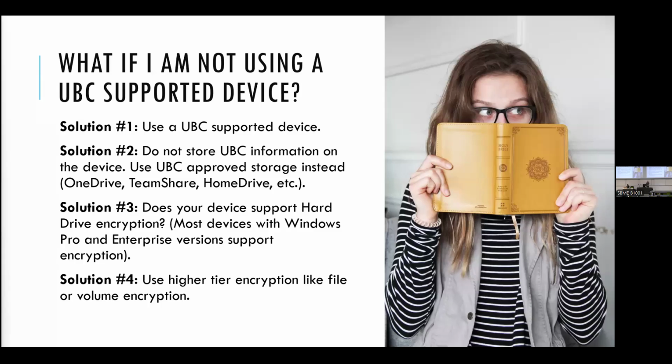But solution 4, which I think is the better solution if you cannot use a UBC supported device or a UBC tool to store your data, is just to go higher in the encryption tiers. Just remember, we had tier 1, which is encrypting your hard drive. But if that's not possible, if you encrypt the file, then you're at tier 3 encryption. So you don't have to worry, because the file is encrypted. Whoever has access to the machine, it doesn't matter that the hard drive is not encrypted if the files on it are encrypted.